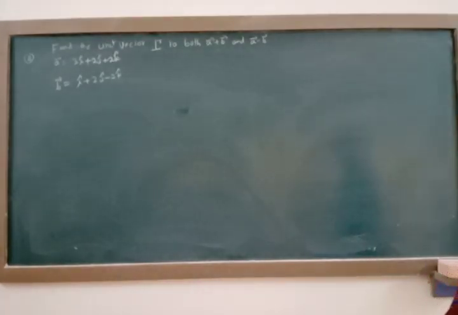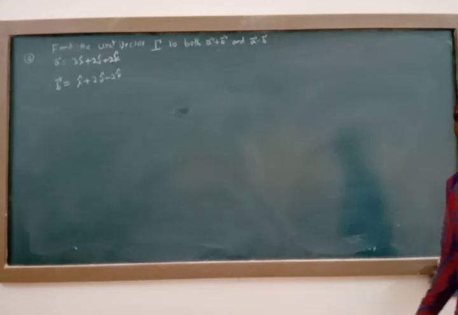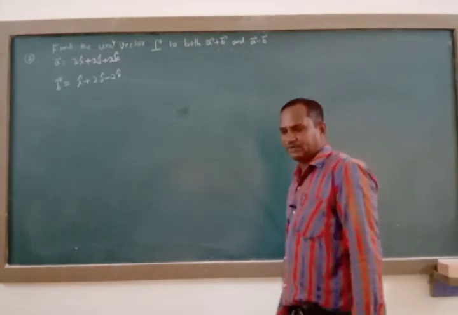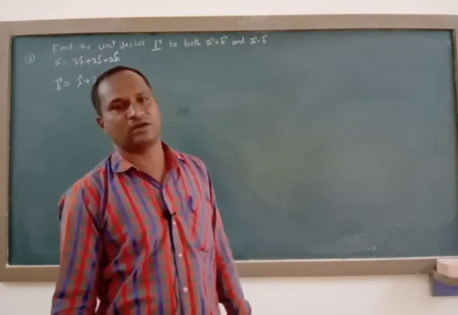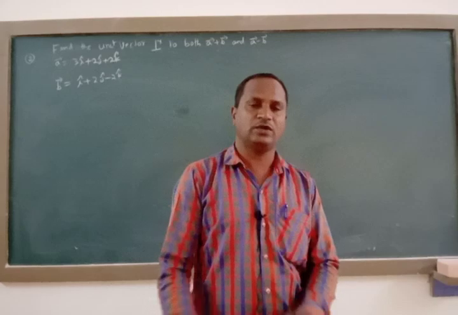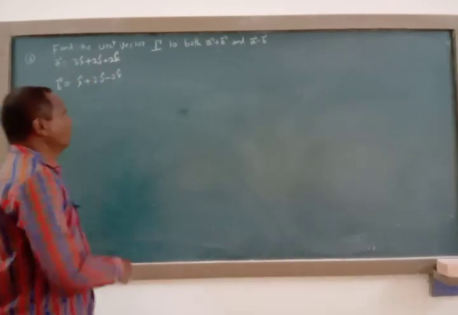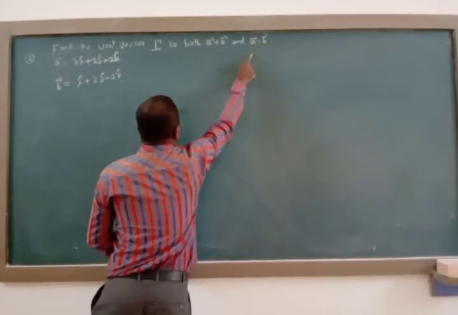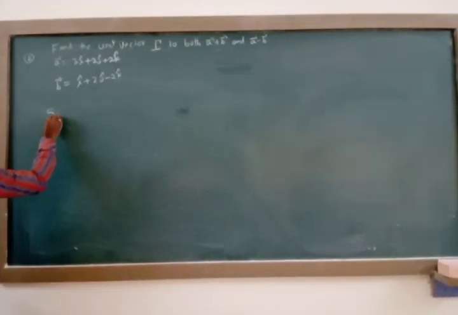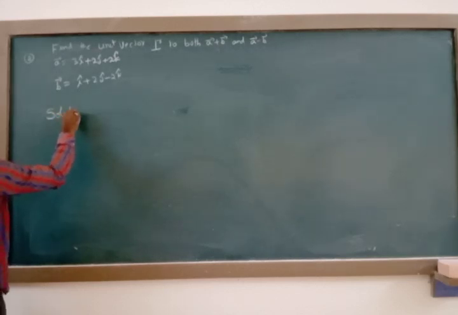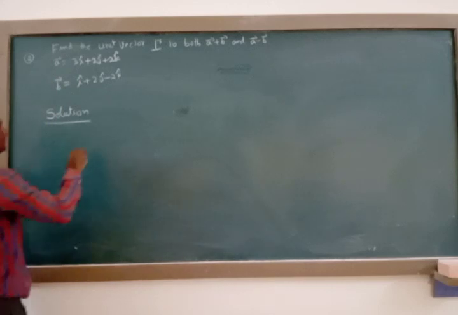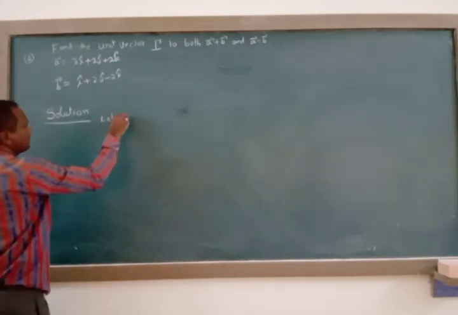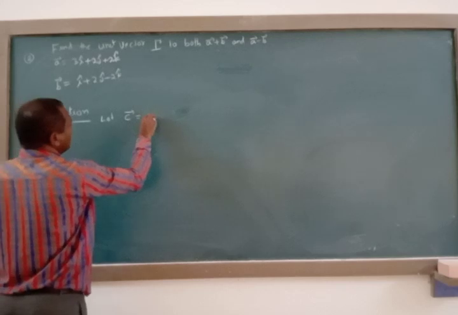The unit vector perpendicular to both the vectors a bar and b bar is given by n cap is equal to a bar cross b bar whole divided by magnitude of a bar cross b bar. That formula here we have to apply. But they gave one vector as a bar plus b bar, another vector as a bar minus b bar. Solution for this question is: the given two vectors, let c bar be equal to a bar plus b bar.